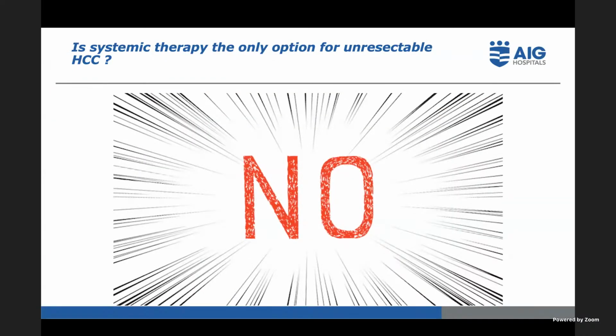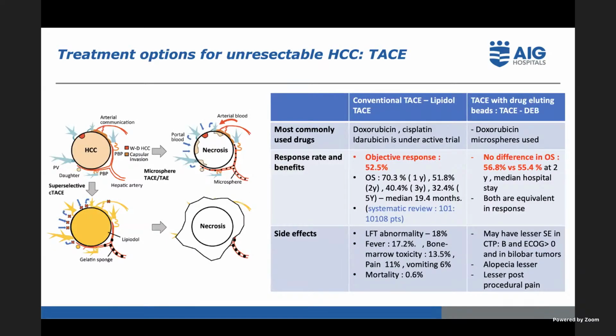Now, once somebody says that systemic therapy is the only option for unresectable disease, the answer is no. You will be hearing later that there are so many options coming up, particularly with interventional radiology, and the role of the radiation oncologist is also coming up quite significantly in patients with unresectable HCC. There are options like TACE, which I will not go into because we have an entire talk on this. But just to touch base, it can be conventional TACE or drug-eluting bead TACE, and the response rates are quite good, between 50 to 60%.